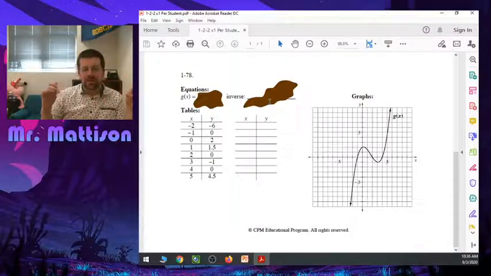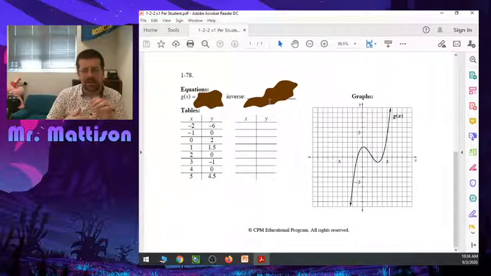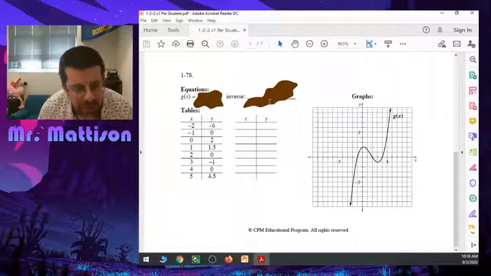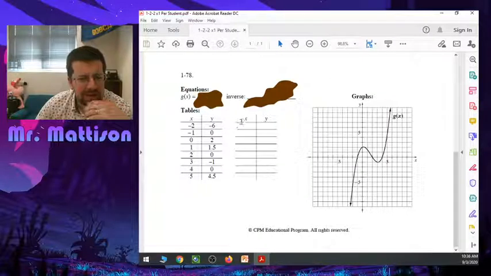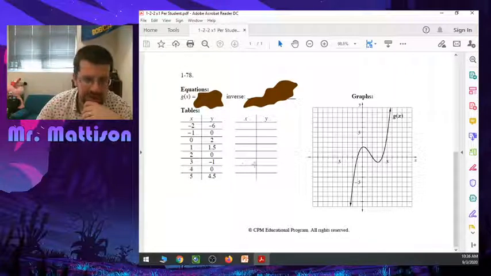So go ahead and pause it, try and figure out what the table of the inverse and the graph of the inverse would be, even though you don't have the equation. Okay, so now that you've done that, as we mentioned earlier, if we just take these and transpose them, so this -2, -6 would become -6, -2, and then we have 0, -1, 2, 0, 1.5, 1, 0, 2, -1, 3, 0, 4, and 4, 5, right?